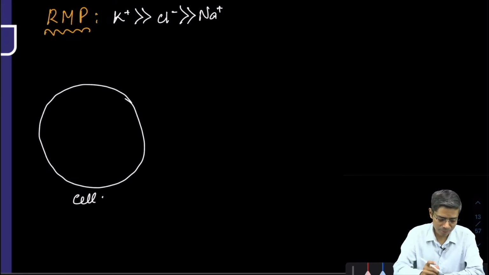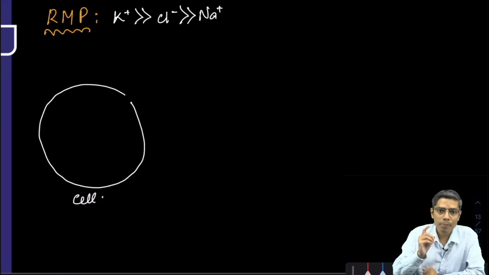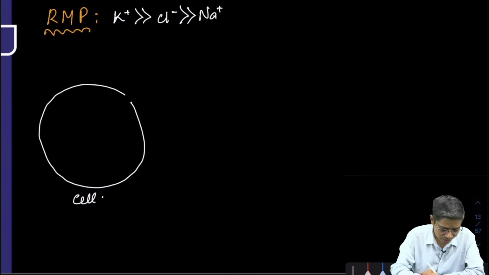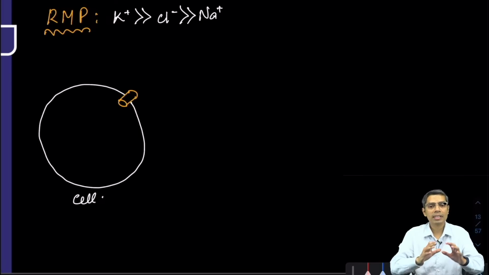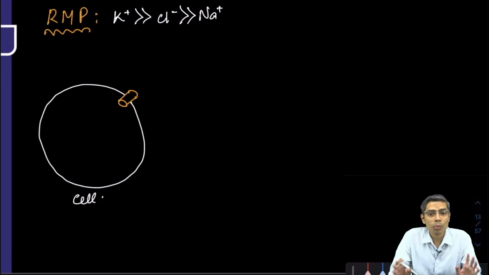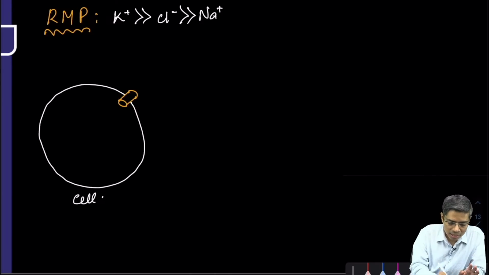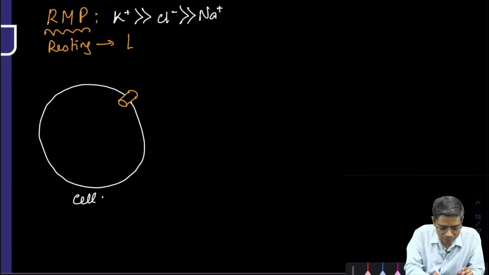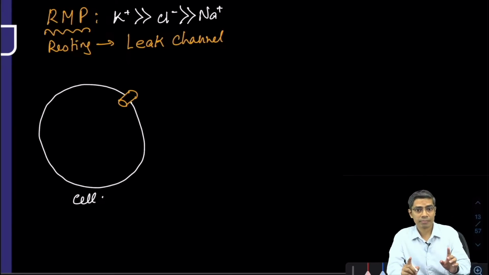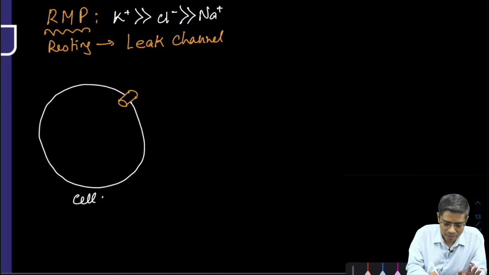Why? Because in a resting cell, the cell membrane is maximally permeable to potassium ion. Suppose this is a resting cell, not getting any stimulus. Which ion channels are open in the resting condition, at resting membrane potential? The channels that remain open are known as leak channels. And the leak channel present in maximum number is the potassium leak channel, followed by chloride, followed by sodium.